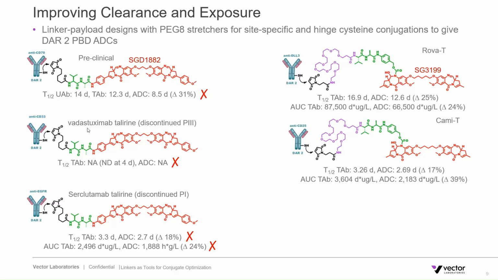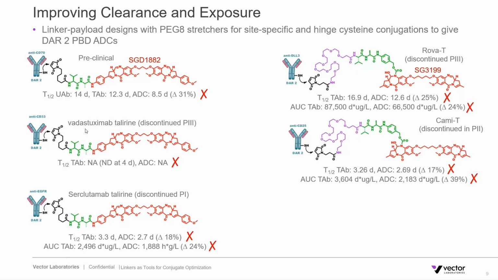This is tesirine, and it uses a different cytotoxin, SG3199, as a self-immolative spacer, and it uses MP-PEG8 for conjugation. This was site-specifically conjugated to 2 different antibodies to give Rova-T and Cami-T that were evaluated in various clinical trials. However, again, in both cases, there is either a large delta or a short half-life and low exposure, and development of both of these was also discontinued at some point.